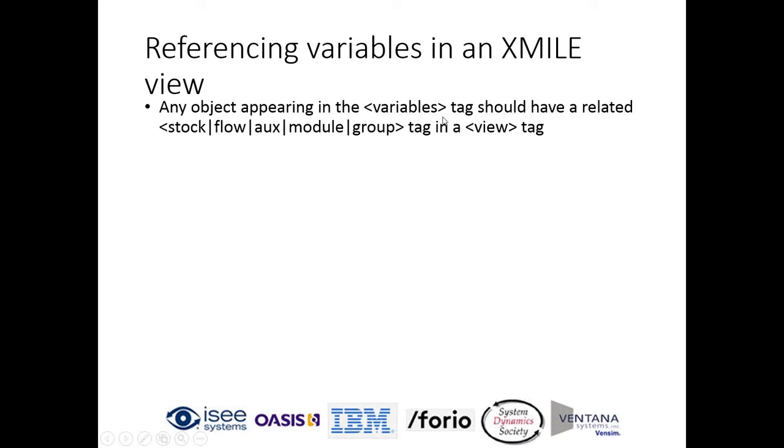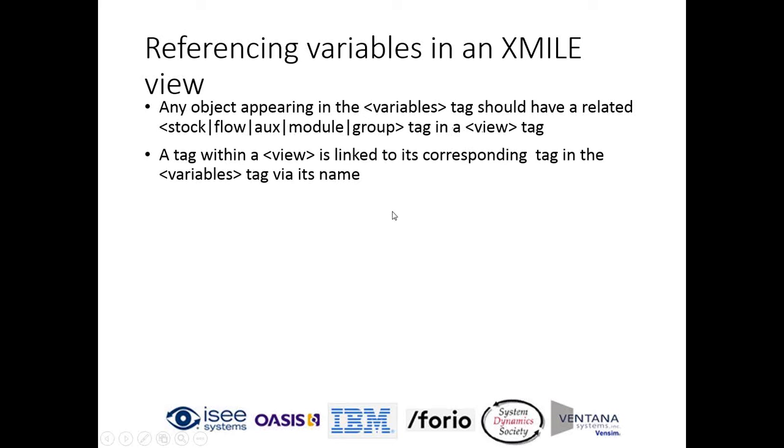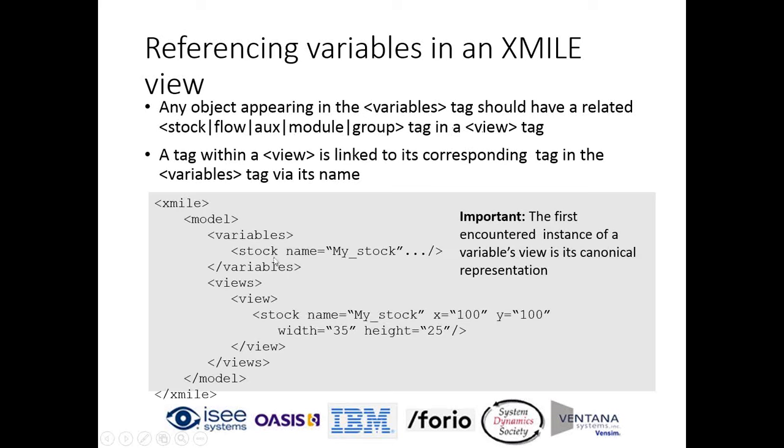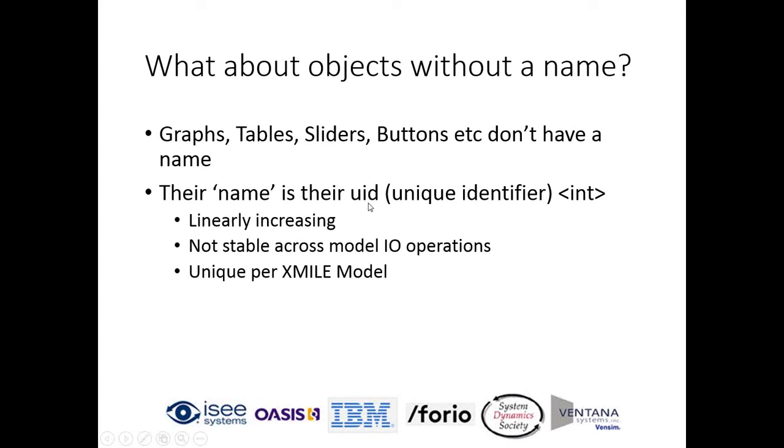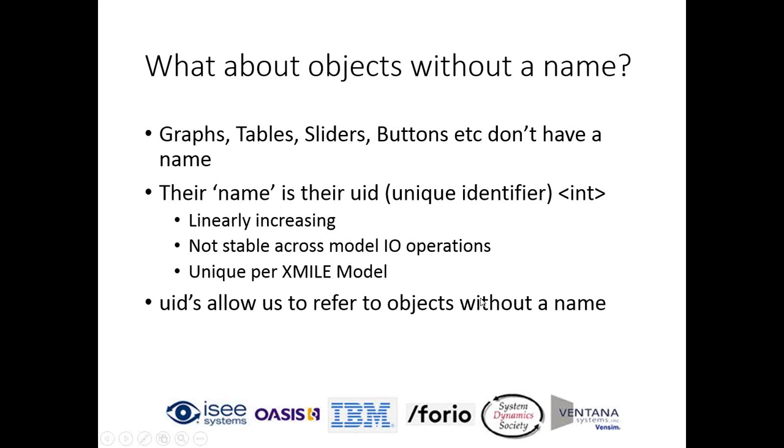We reference views by using their name, if they have a name. And so if I have in the variables tag the stock, I can say my name in the views tag. I have a view that has my stock in it also. And so this is the equation, and this is the actual representation of it on the screen. If they don't have a name, then we use a unique identifier, and these are unique per XMILE model.